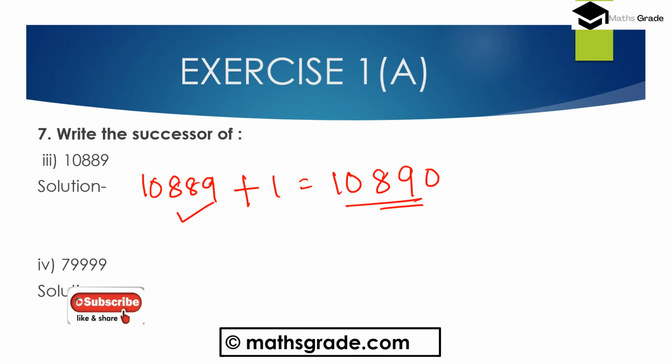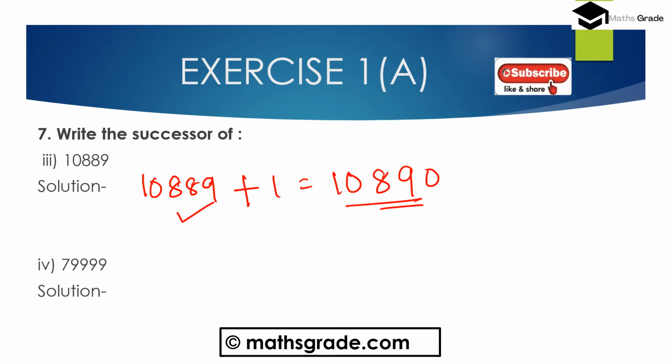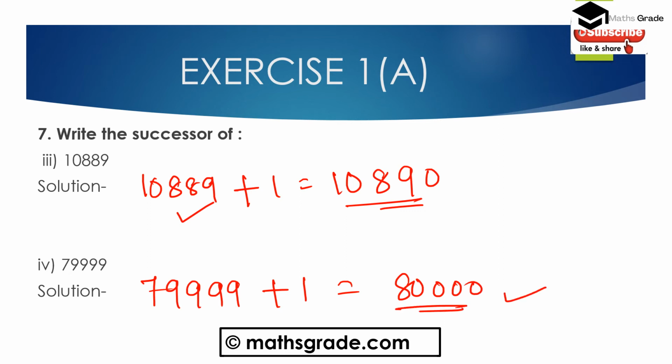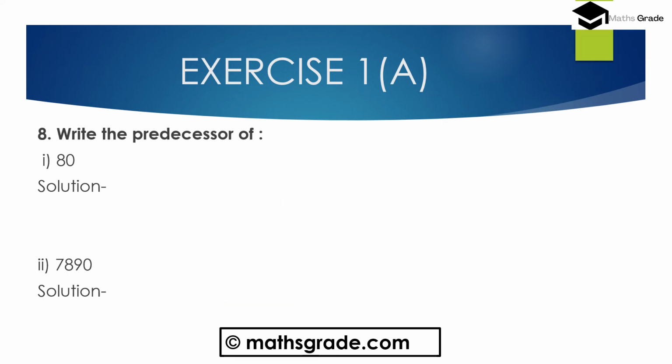Now fourth bit, 79,999. When we add 1 to the number 79,999, we get the successor of the number 79,999. So add 1 to the number 79,999. We get 79,999 plus 1 is 80,000. Now 80,000 is the successor of 79,999.